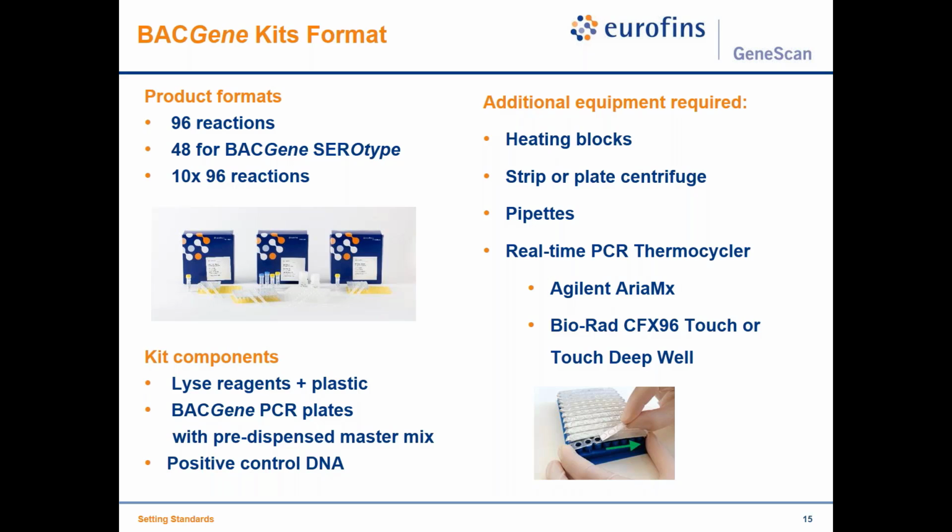The format of the kit is quite convenient, ready to use format. So we have in our PCR plates, the master mix pre-dispensed, and then the plate is sealed by a foil, as you can see in the lower right corner. So basically all you need to do is spin down, open, and add your lysate to the reaction well, and all the lysis reagents and the plastic for that are also, of course, supplied with the kits. There are different formats. We have 96 reactions for the screening kits, and 48 reactions for the serotyping kits, as these are normally not used on such a regular basis.